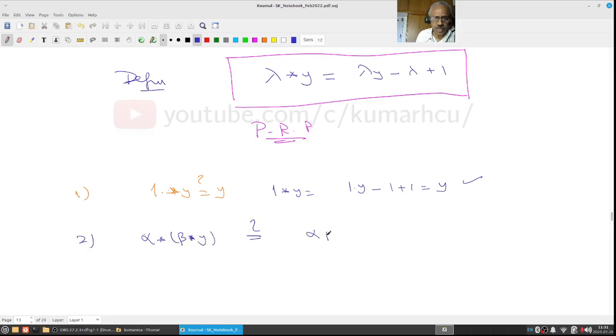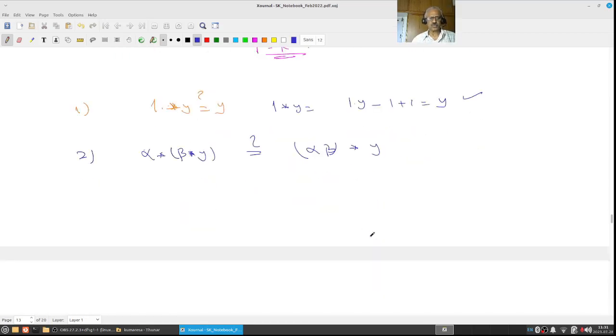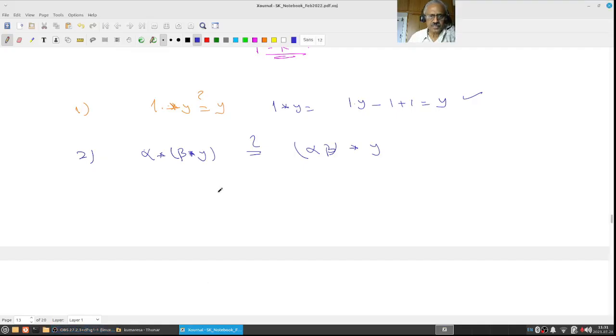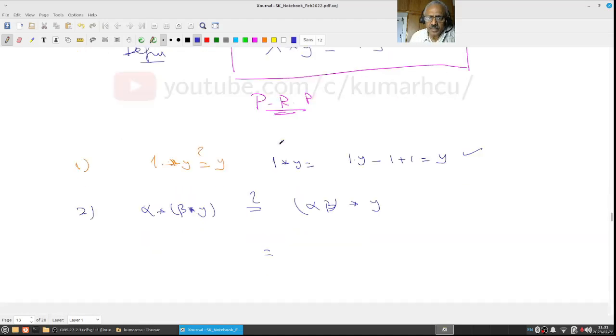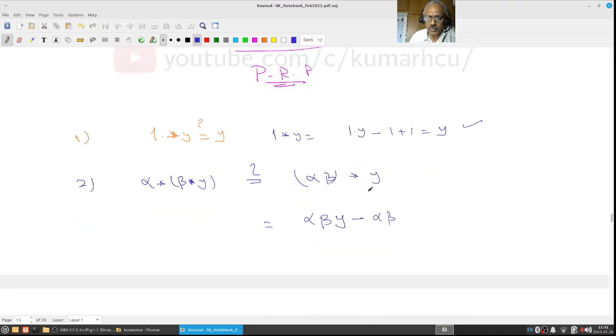to alpha beta star y. Right? And so on and so forth. Okay, now what is this alpha beta star? Go back to the definition, this is ordinary multiplication, alpha beta y minus alpha beta, plus 1. This is equal to this by definition.